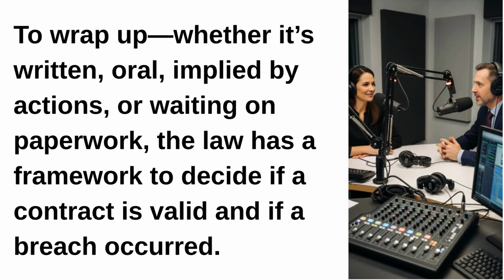To wrap up, whether it's written, oral, implied by actions, or waiting on paperwork, the law has a framework to decide if a contract is valid and if a breach occurred. That's right. And again, while I've used California's jury instructions as the example today, the underlying principles, clear terms, mutual agreement, performance, and substantial harm are very similar across most U.S. jurisdictions. Professor Daniel Harris, thank you for breaking this down.